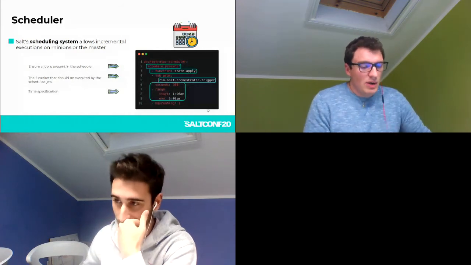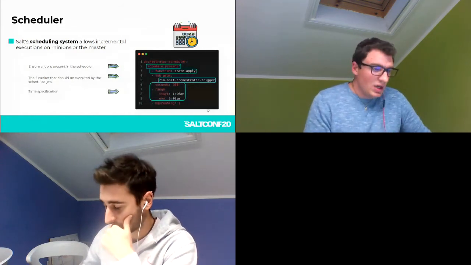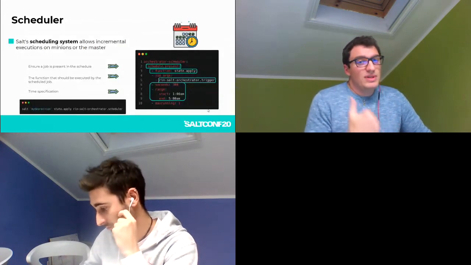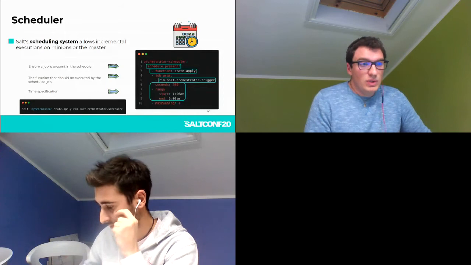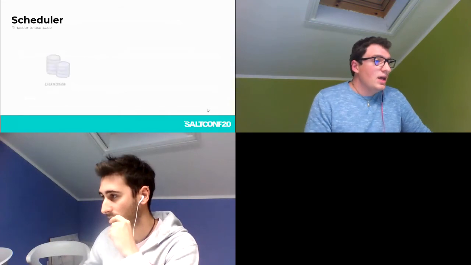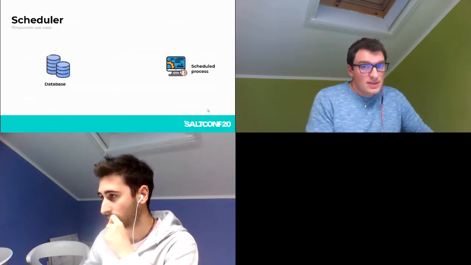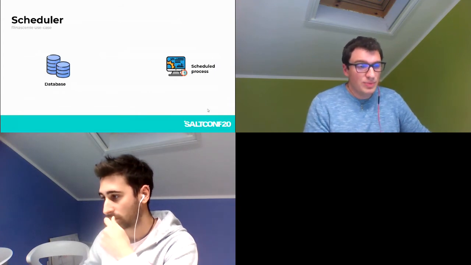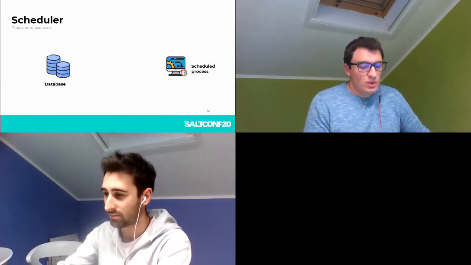Okay, now we have our example. How do we apply it? Well, it's rather simple. We simply target a minion and perform a state apply with the code that we just saw. With respect to the Rinascente use case, we have a database in which we can see the information about the batch stock being computed, and we have our scheduled process.